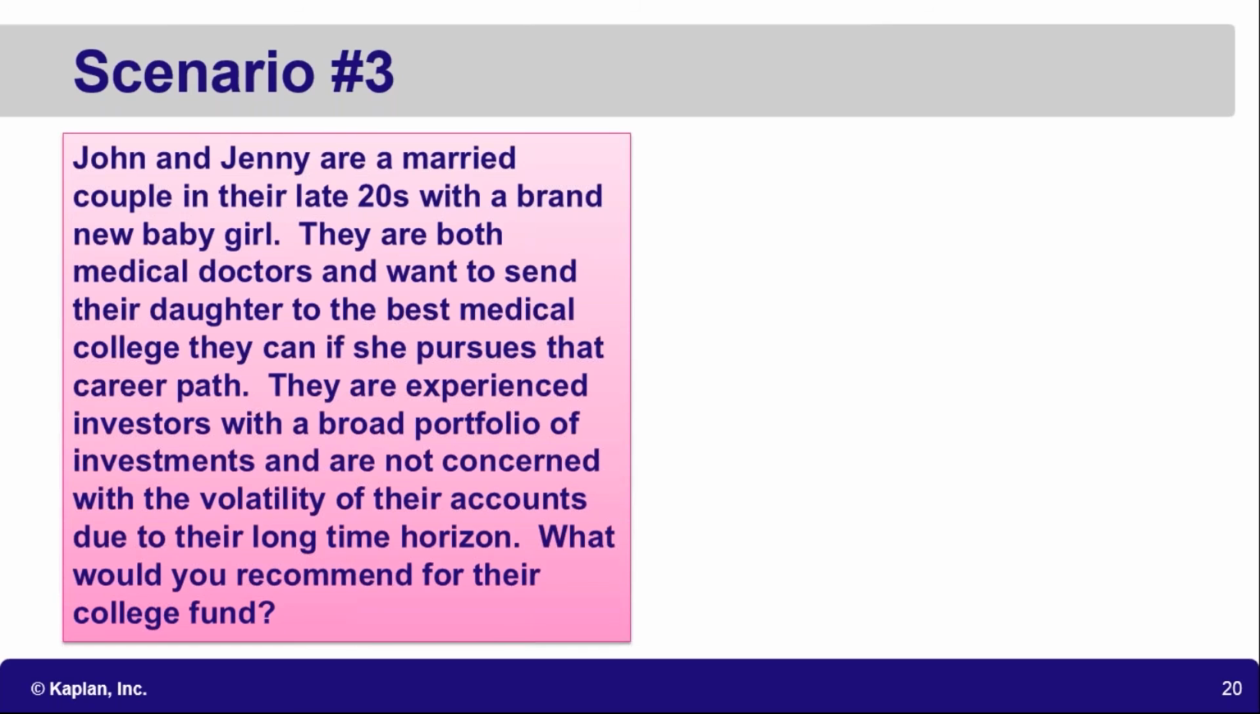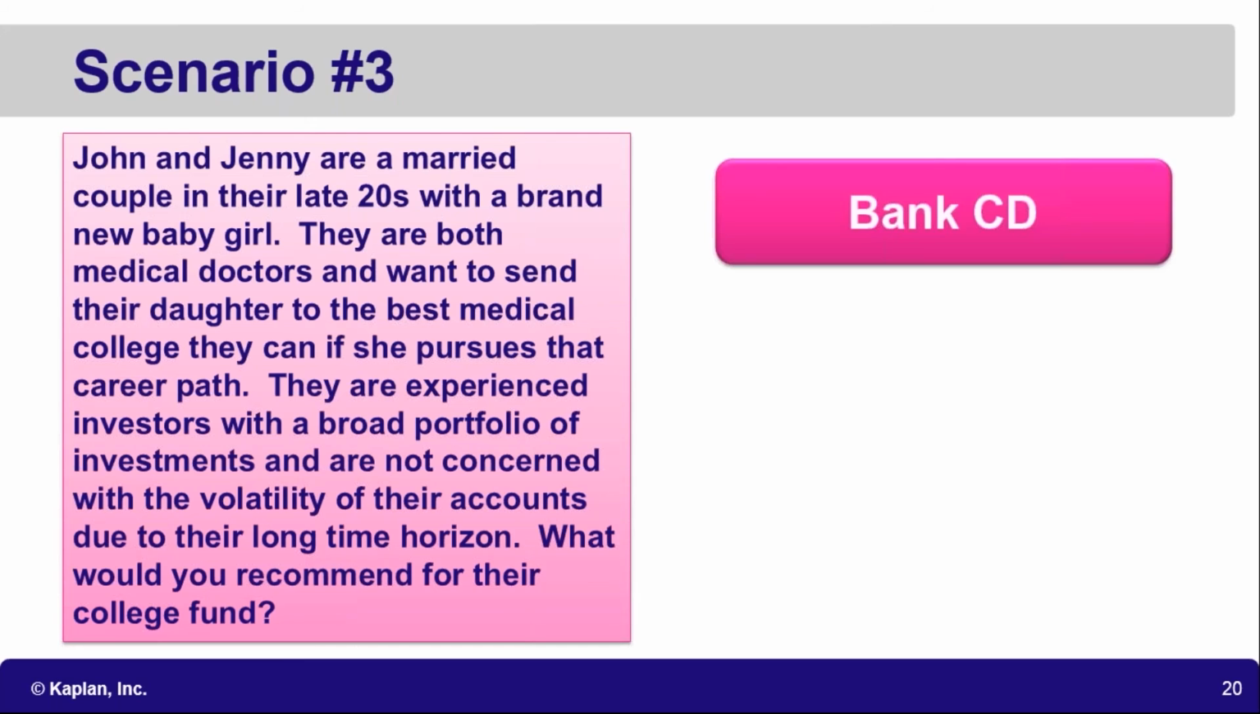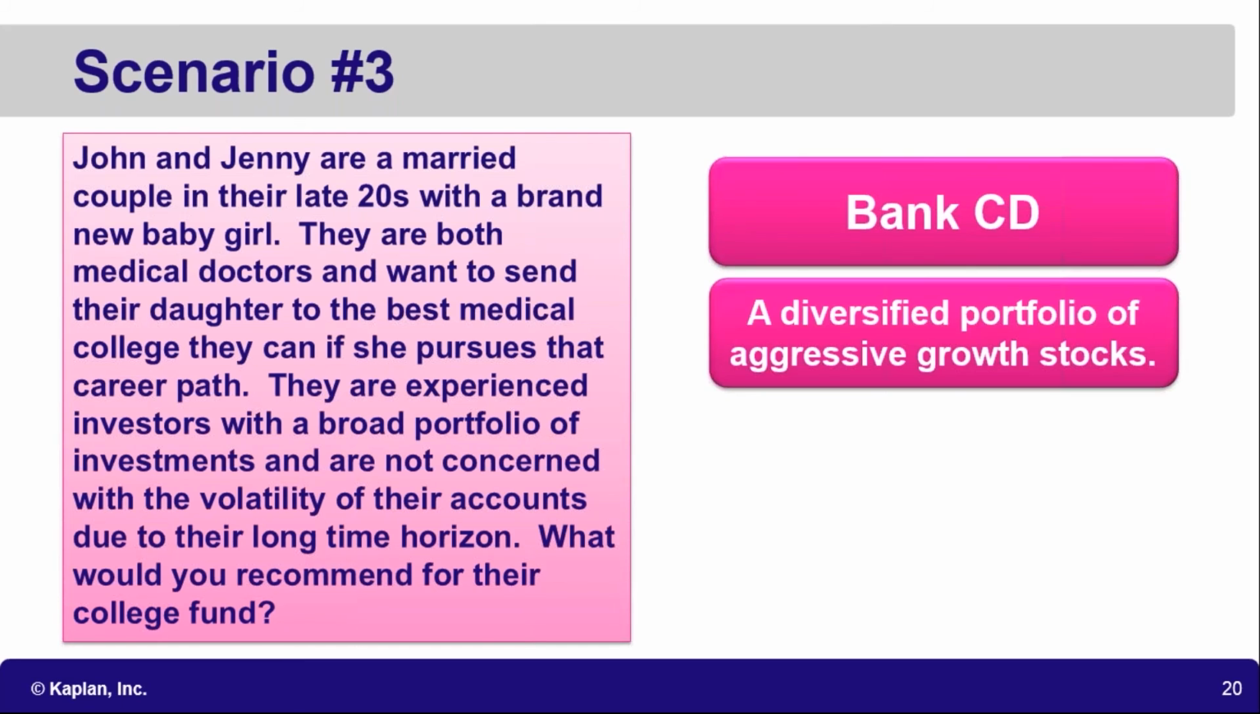They're experienced investors with a broad portfolio of investments. They're not concerned with the volatility of their accounts. That's the risk of it bouncing around all over the place. They have a long time horizon. They have a baby, so you're talking 18 years before they go to college. What should we recommend? A bank CD?